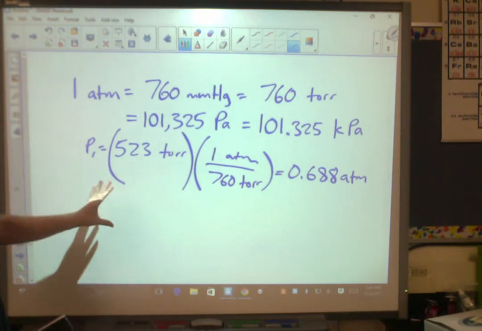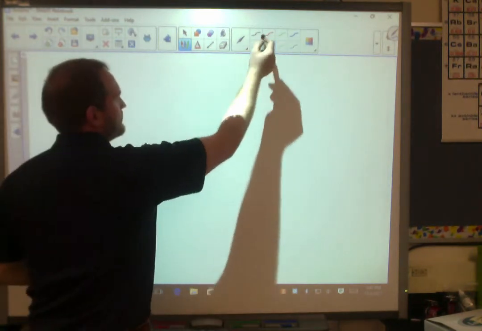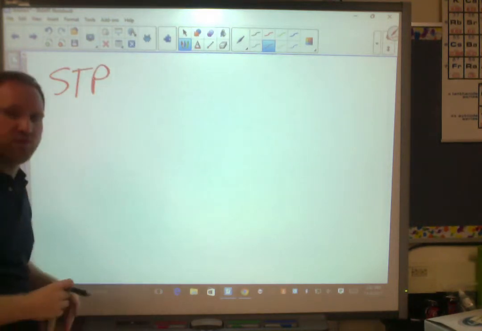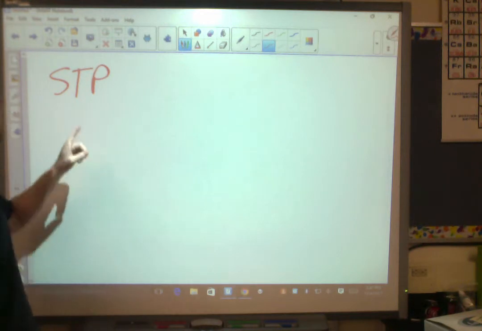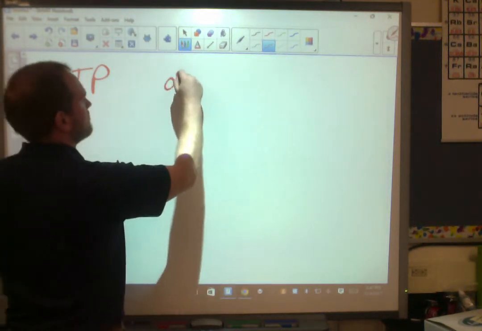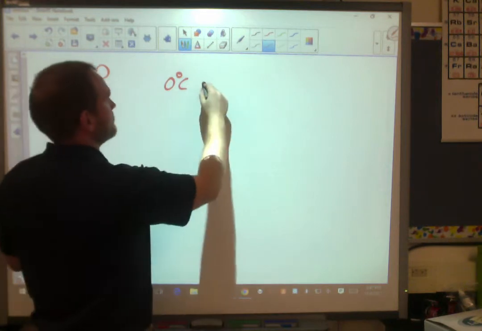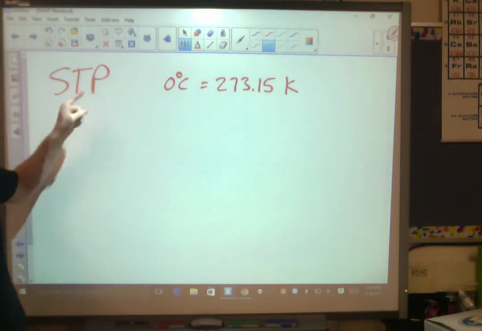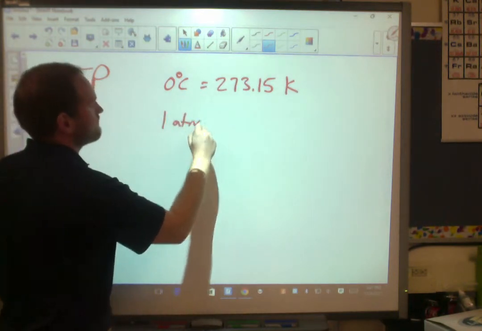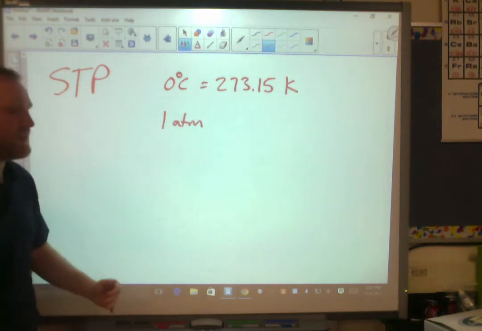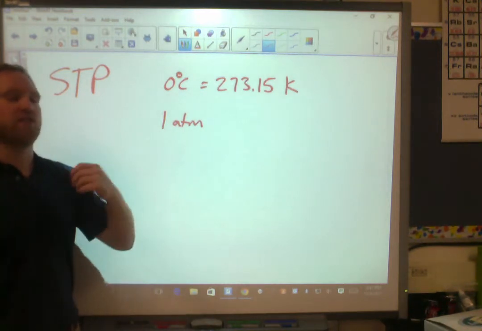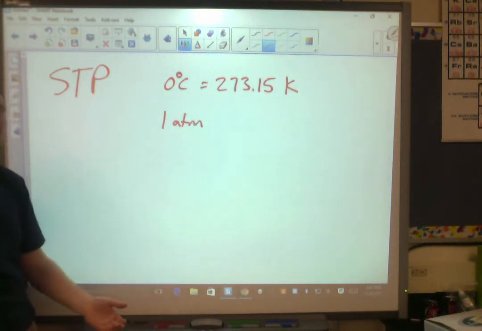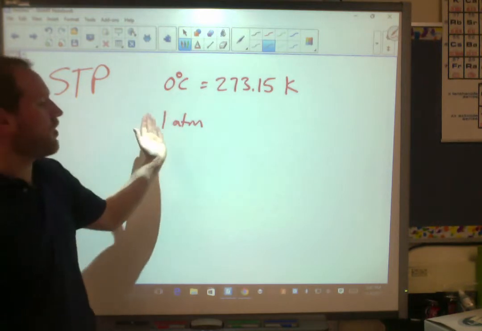So that is basic pressure conversions. The other thing you're going to have to know for this type of problem is STP. STP stands for standard temperature and pressure. It's basically a set of conditions. So standard temperature is 0 degrees Celsius, which is the same thing as 273.15 Kelvin. Standard pressure is 1 atm, which means it's also 760 mmHg, 760 torr, 101,325 pascals, 101.325 kilopascals. So it's 1 atm in all of the equivalents.